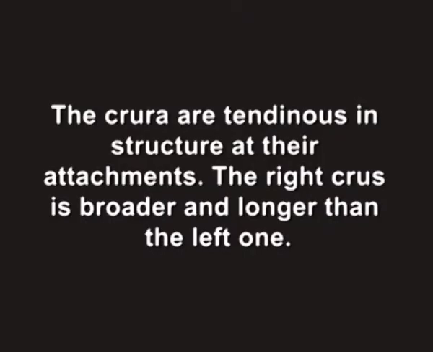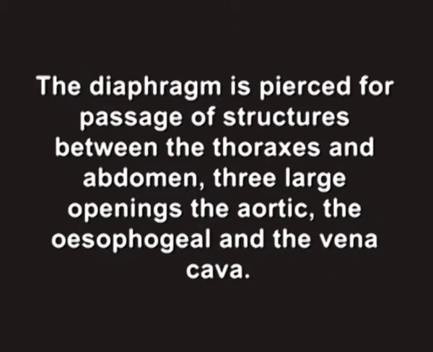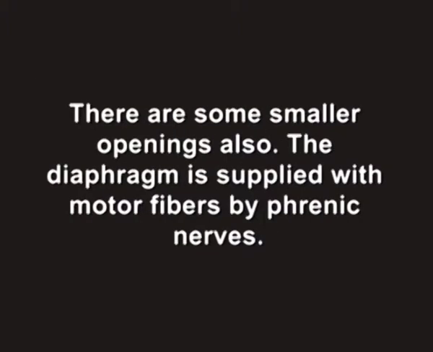The crura are tendinous in structure at their attachments. The right crus is broader and longer than the left one. The diaphragm is for passage of structures between the thorax and abdomen. Three large openings: the aortic, the esophageal and the vena cava. There are some smaller openings also.